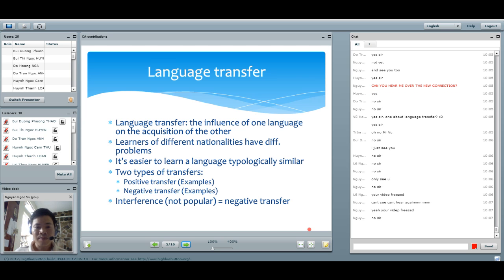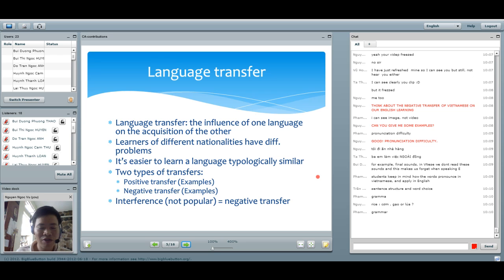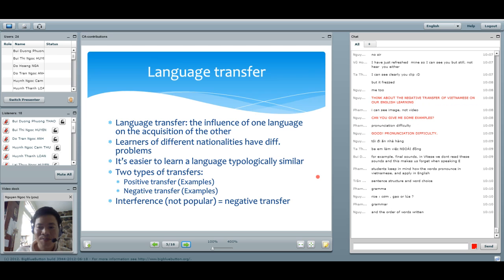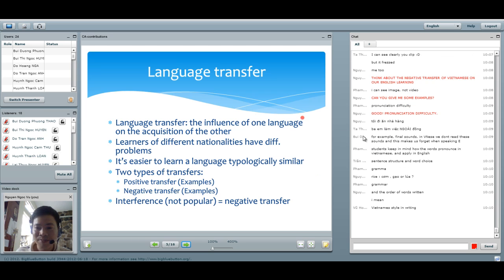Now, learners are different. Okay, so let's see some of the examples that the participants are posting in our chat windows for the negative transfers of Vietnamese on our learning of English. We can have pronunciation problems. I see this student Bùi Dương Phương Thảo mentioned the final sounds problem, and definitely that's a very good point.